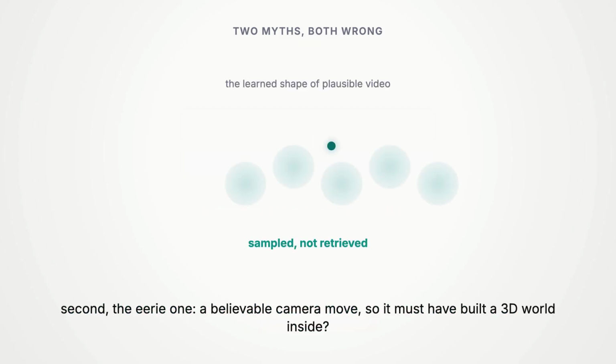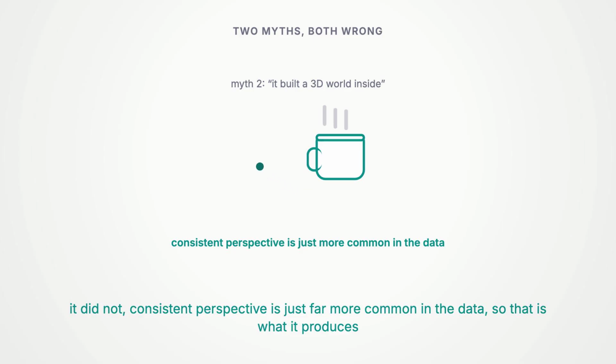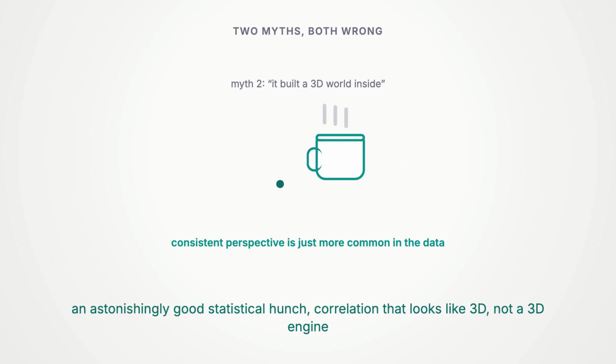Second, the eerie one. When these models nail a believable camera move, swooping around an object that stays solid from every angle, it is tempting to say the model built a little three-dimensional world inside and is filming it. It did not. There is no scene, no geometry, no camera in there. What it learned is that videos with consistent perspective are far more common in the data than videos that warp, so consistent perspective is what it tends to produce. It is an astonishingly good statistical hunch about how the world looks when it moves, and that is genuinely amazing, but it is correlation that looks like 3D, not a 3D engine.